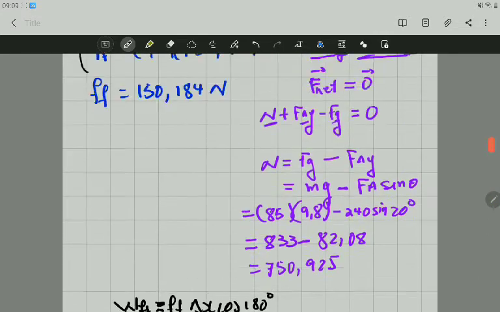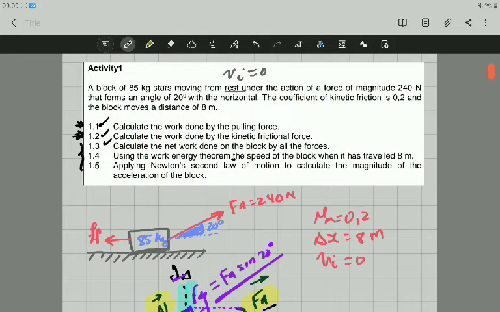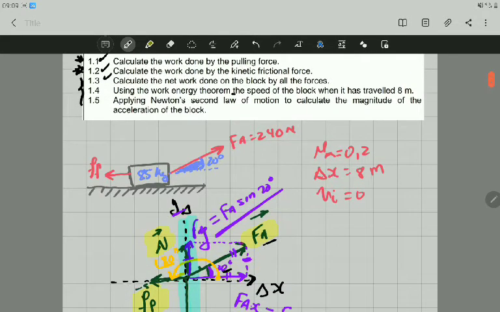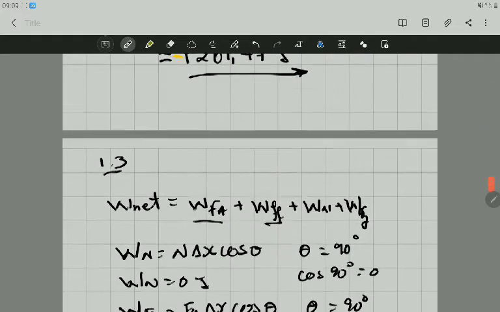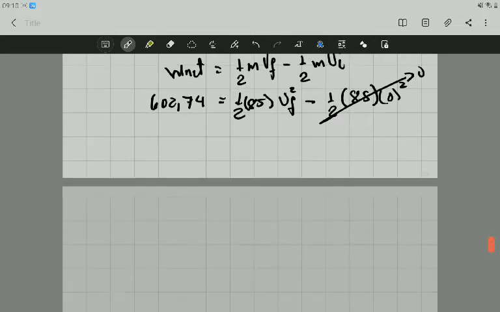Remember that we spoke about this one at the beginning. The object starts moving from rest, and therefore the initial speed is 0. So here will be 85 multiplied by 0 to the power 2, and therefore everything here is 0. Right? So this is what we have. All we do is rearrange the formula and do the calculation.